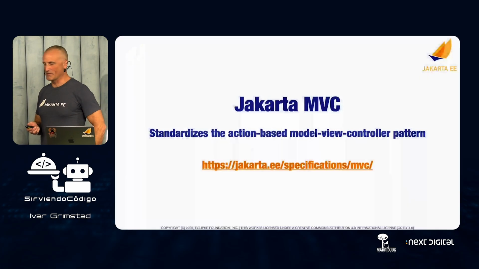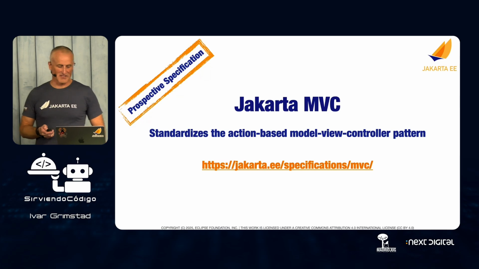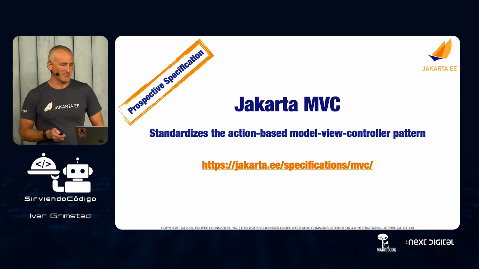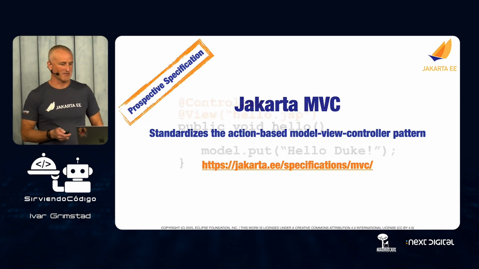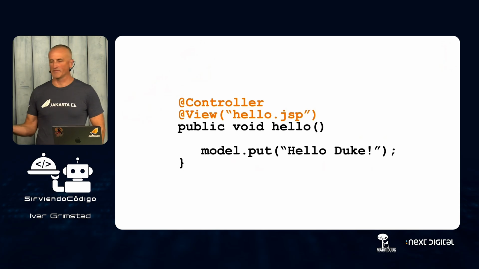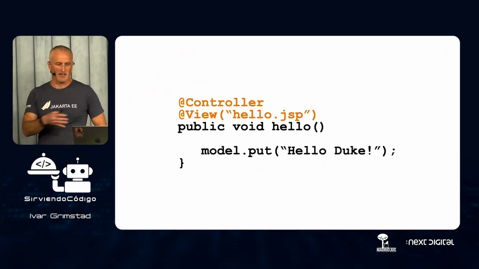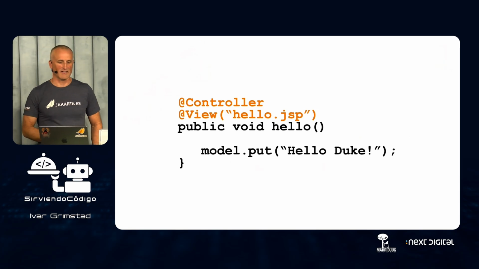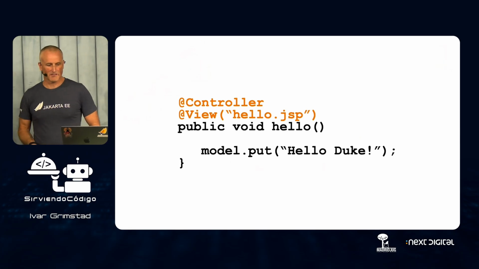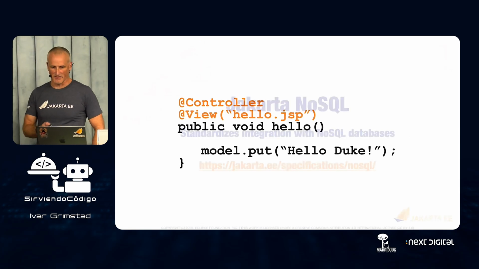We have some prospective specifications like Jakarta MVC. It's not part of the platform, but it's there. It's version 3, so it's ready. It adds some annotations on top of Jakarta REST, so you can create, like Spring MVC, the action, controller and view annotations for you.